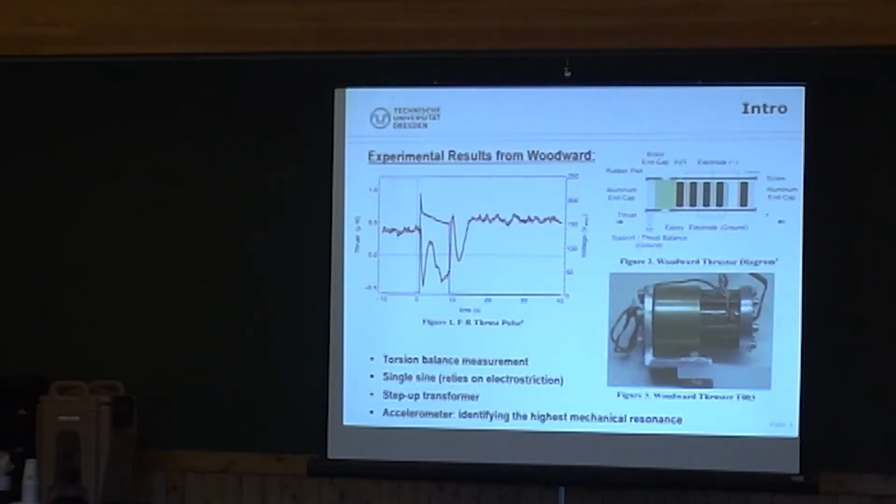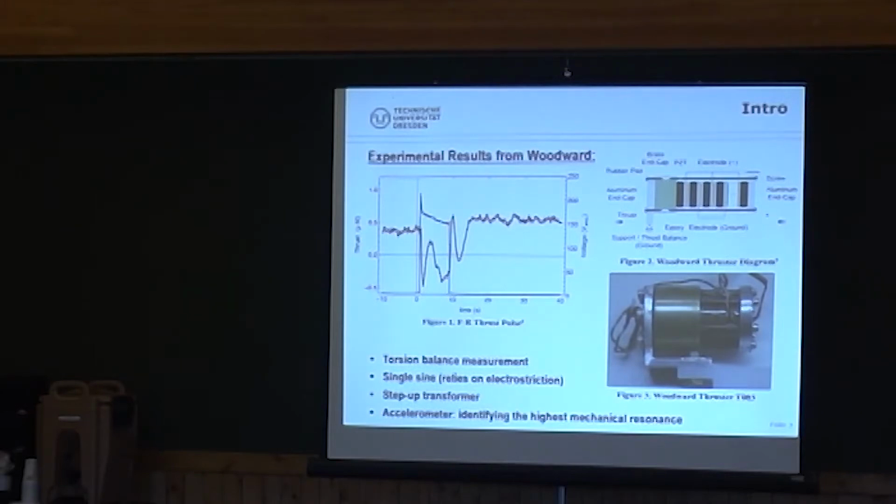We don't know, of course, what the power to thrust ratio is in this case, because Professor Woodward doesn't show the current measurement. So even if we know what the voltage is supposed to be on the thruster, we don't have an idea of what the power is, because there's no current.